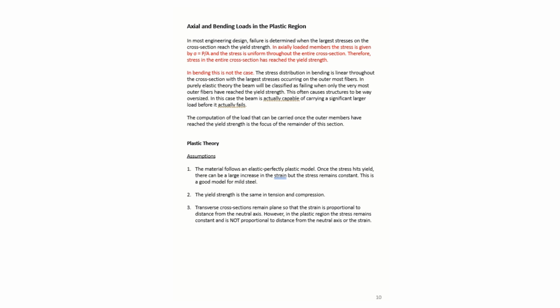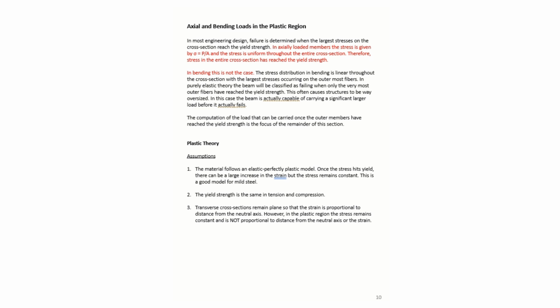Because what can actually happen is that the outside part of the beam can go plastic and still not fail. And so we can allow a portion of the stresses on the outside of the beam to go plastic and carry more load before the beam actually fails. And this is what we're going to focus on in the remainder of this section: how do we know the amount of plastic deformation on the outside of the beam that we can handle before the beam will completely fail? And the computation of this is what we are going to talk about in the remainder of this section.